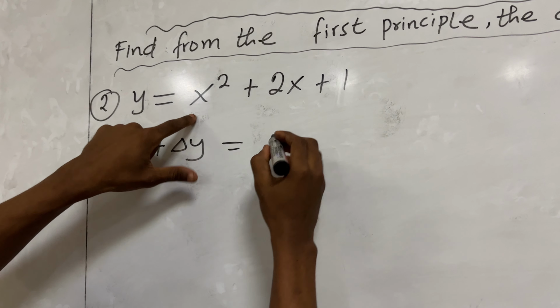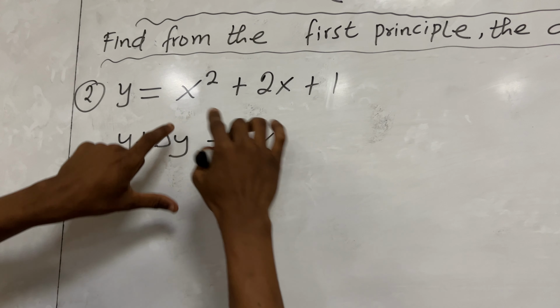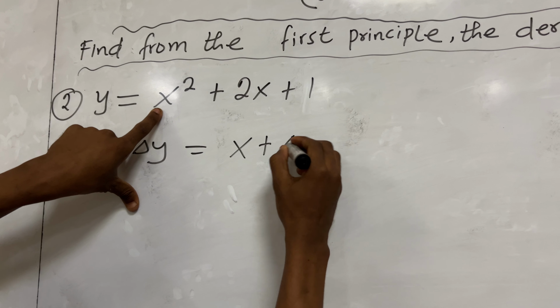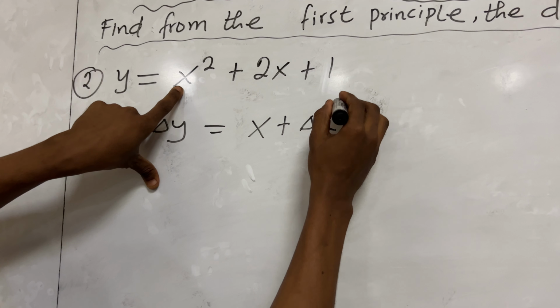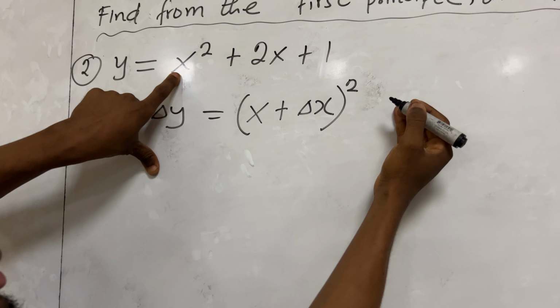Now I have x here, so I write my x. Then what do I do? Because there's x here, I'll write plus change in x. What has happened to this x? It has been squared. So I'll also square this. I'm done with that.